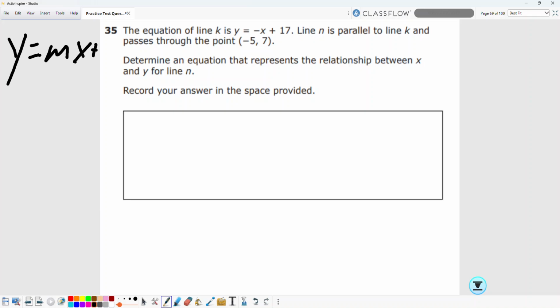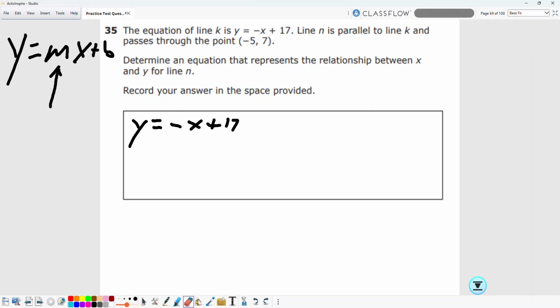this format right here, parallel lines are going to have the same value for m. Okay? So we know that negative x. So if we have y equals negative x plus 17, what we end up having, we know our slope already. It's -1. Negative x is the same thing as -1. So we know that our slope is -1.